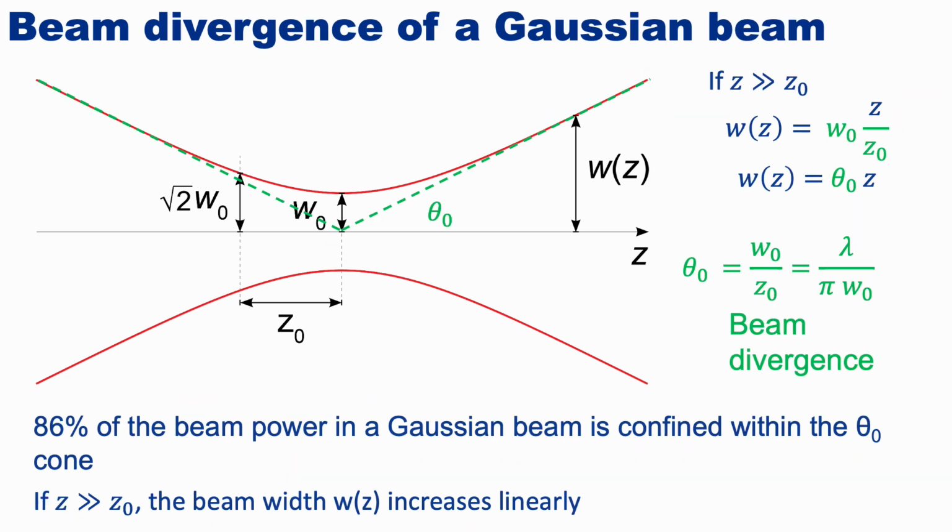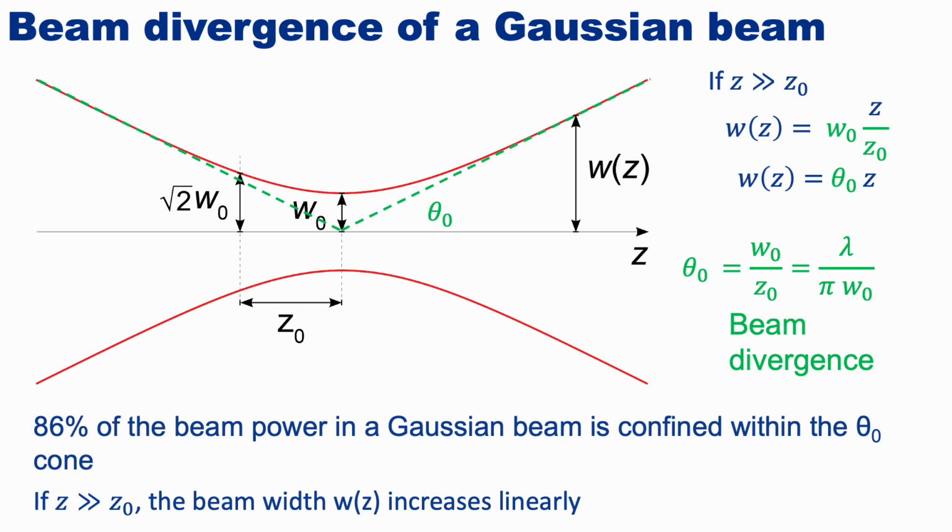So if we are really far away from the Rayleigh range, then our beam width is going to increase linearly with the distance z, and we can define that proportionality as the beam divergence. The beam divergence is just the ratio of the beam waist over the Rayleigh range, but knowing the relationship between the Rayleigh range and the beam waist, you can just say that it is lambda over pi times the beam width. And here is related to what we were saying about the power.